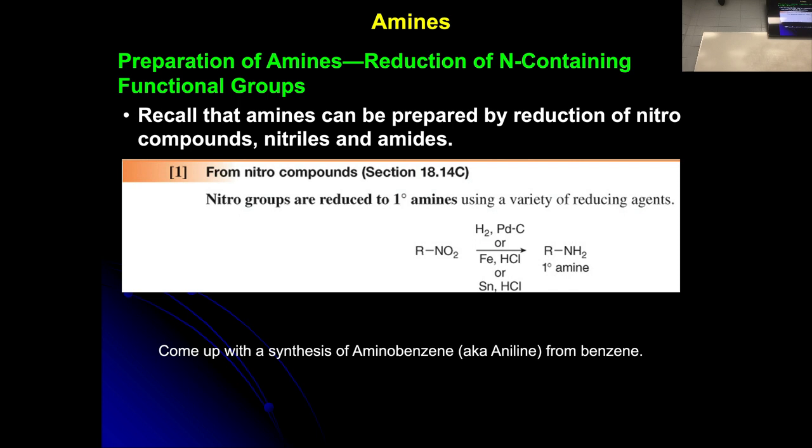So how many steps is this going to take? It's going to take a couple of steps, right? Maybe a little work up here and there, but we're going to ignore that for the most part. All right? So now let's think forward. We just did the backwards thinking. Now let's do the forward thinking.